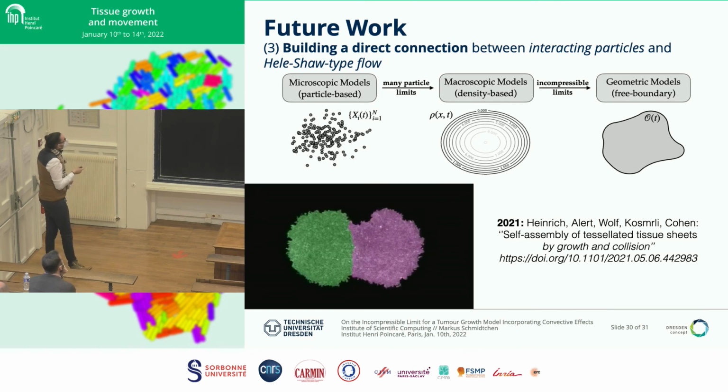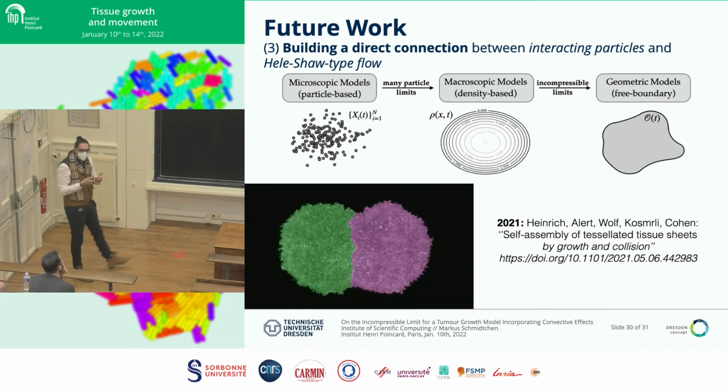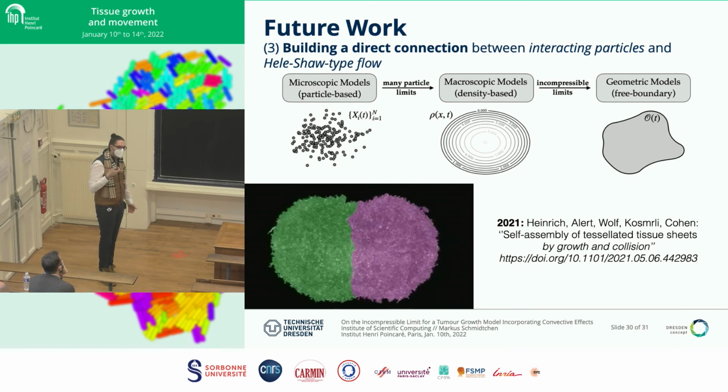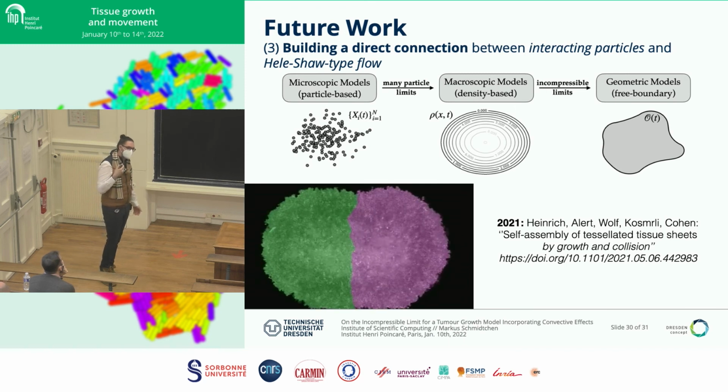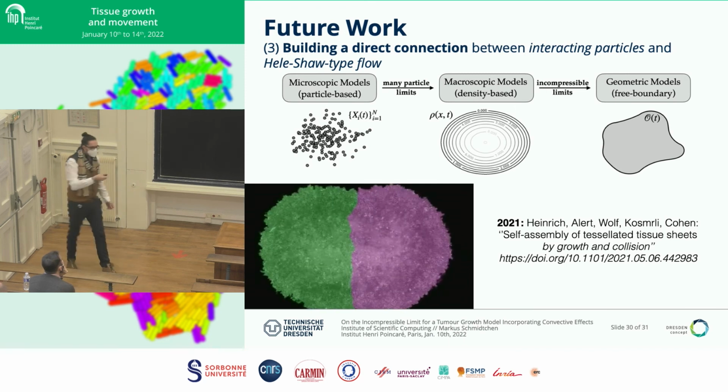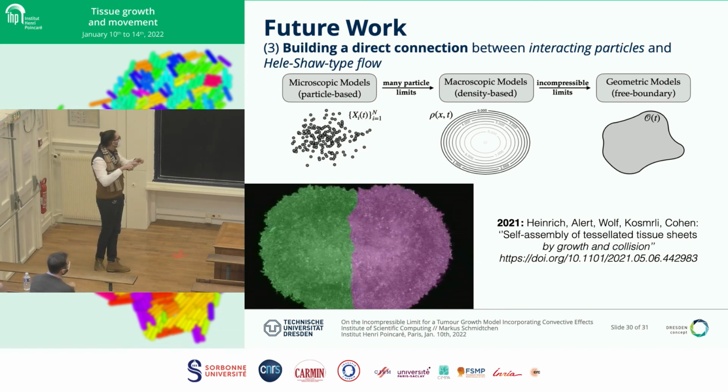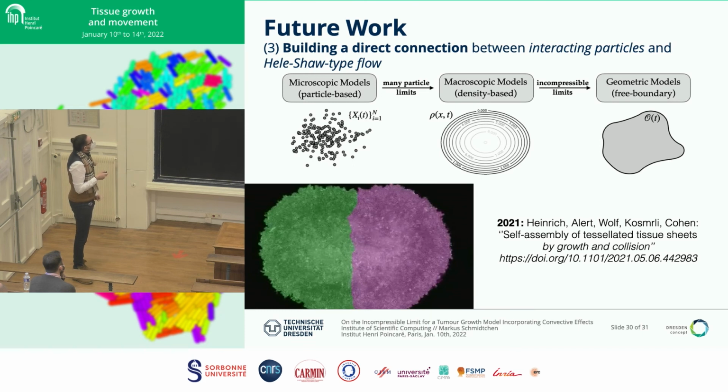But when the two species interact, we have these internal layers that give you an additional problem in terms of regularity, because now you have internal layers on top of the free boundary. And so what I would like to do is build a direct connection between interacting particles, the micro scale, that allows you to go directly to the geometric description without passing through the macro scale, essentially.